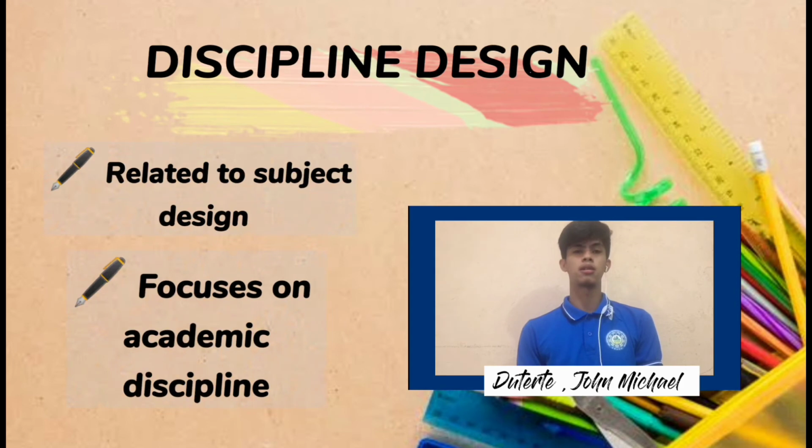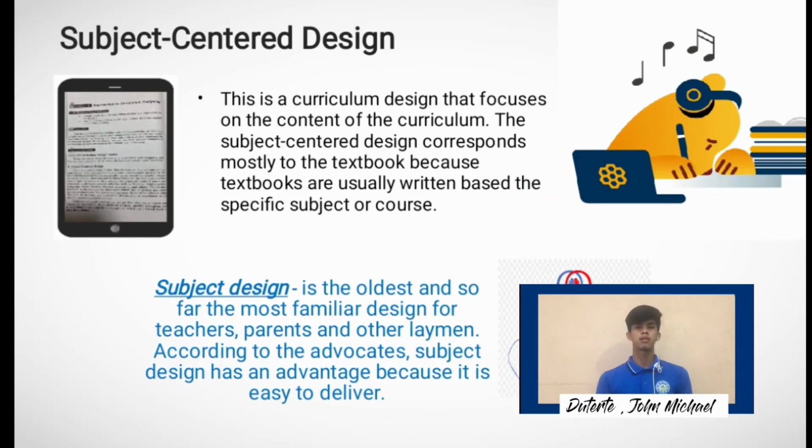The second one is the discipline design. This curriculum design model is related to the subject design. However, while subject design centers only on the cluster of content, discipline design focuses on academic disciplines. Subject-centered design is a curriculum design that focuses on the content of the curriculum.